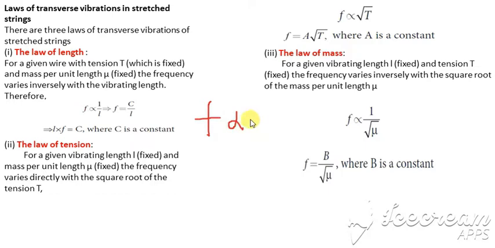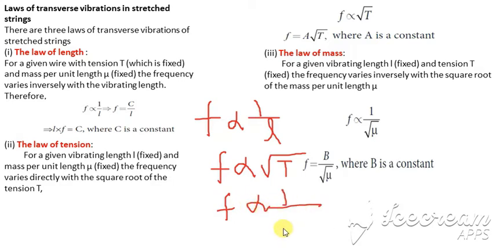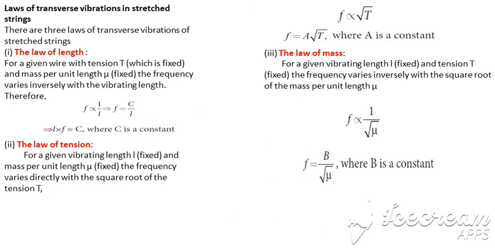The law of length: F is proportional to 1 by L, so frequency is inversely proportional to the length. Next, frequency is directly proportional to the square root of tension. Next, frequency is inversely proportional to the square root of mass per unit length. Okay, so these are the three laws of transverse vibration.